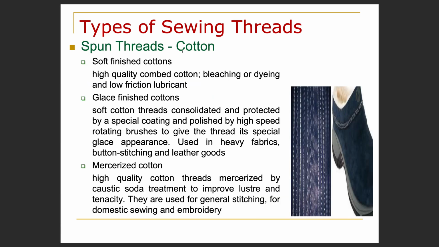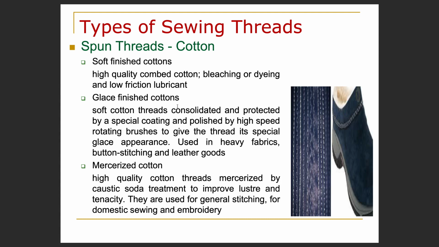So take spun sewing thread, for example, where cotton fiber is used for the making of yarn and then sewing thread. Soft finished cotton, high quality combed cotton, bleached or dyed, and low friction lubricant cotton fibers are generally used for the making of the soft finished type of cotton spun sewing thread.